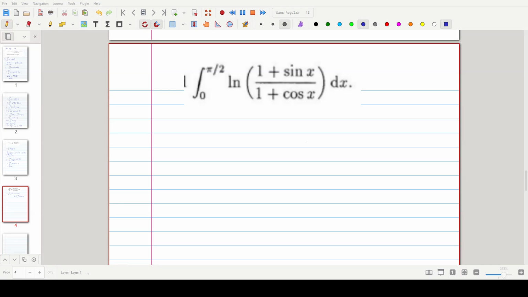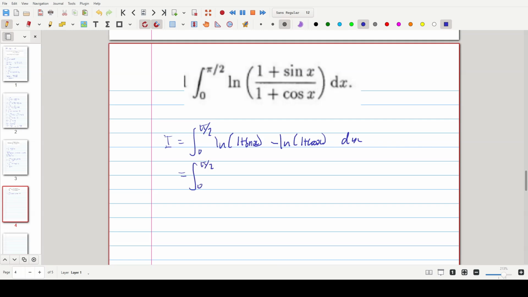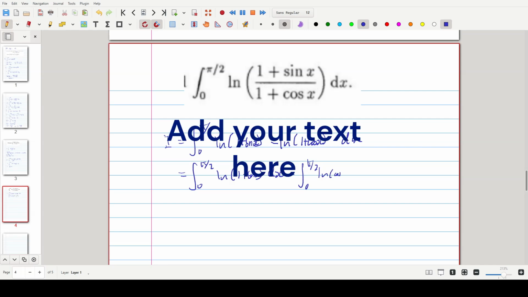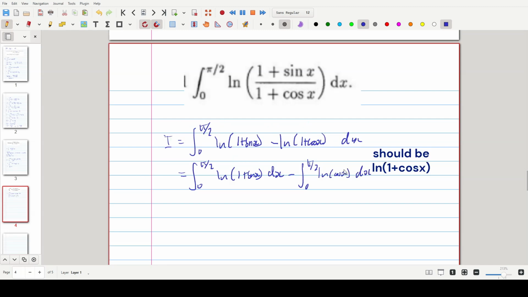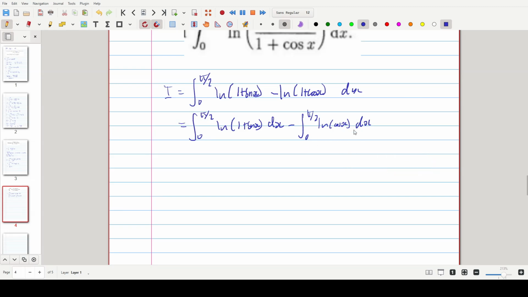So, using our laws of logs, I'm going to separate what we have here into the integral from 0 to pi over 2 of ln(1 plus sin x) minus ln(1 plus cos x) dx. Now I'm going to write this as two separate integrals. Now, similar to what we did in the first part, I'm going to do a change of variable on this one. So we're going to let x equal pi over 2 minus u. So dx equals minus du.